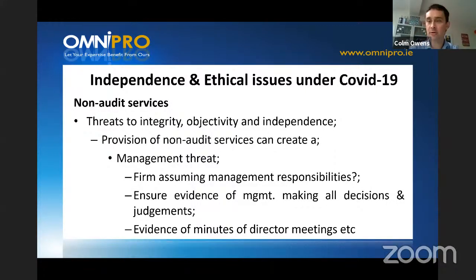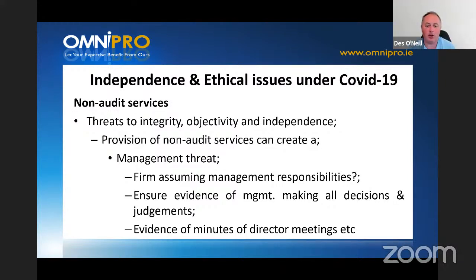Is it suddenly becoming a management threat now, where beforehand it wouldn't? So from reviewing files, it needs to be black and white that you're not carrying out a management function. There's evidence of management making decisions, even in the current lockdown, even in the current social distancing and social isolation periods. Is there evidence? Are there minutes of meetings in terms of various things like that?